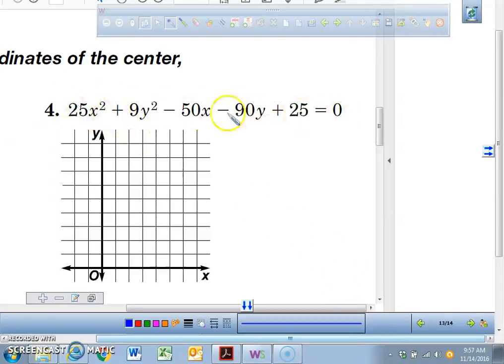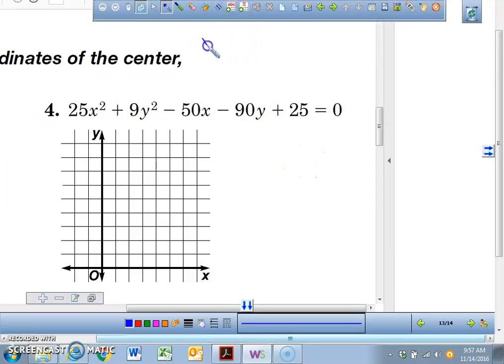Everybody, this equation right here is going to end up being an ellipse. Okay? Now, this could end up being one of two equations. If your major axis is going the longest horizontally, this is what your equation will end up looking like.